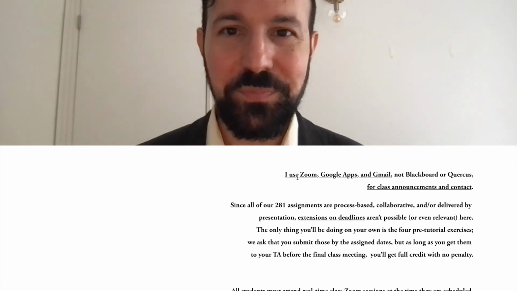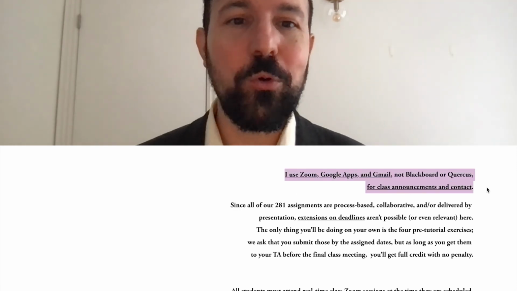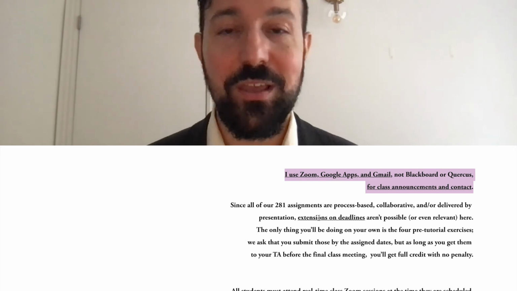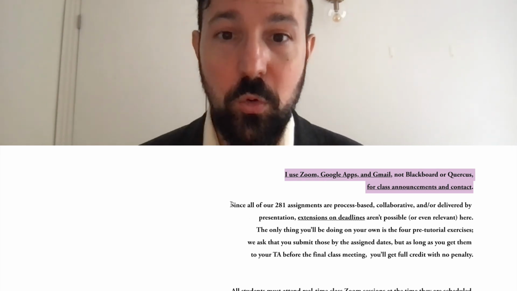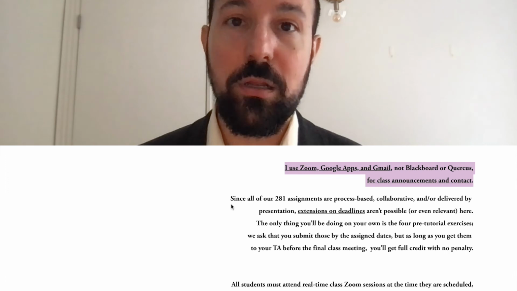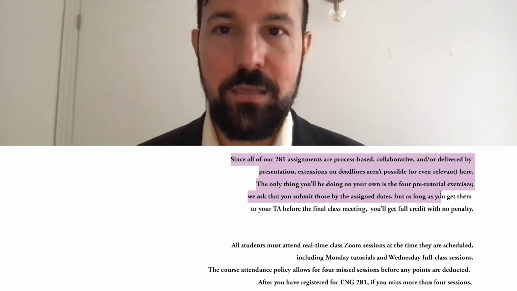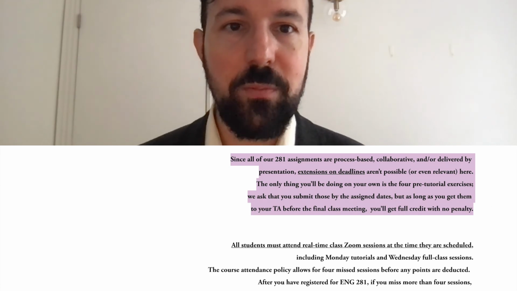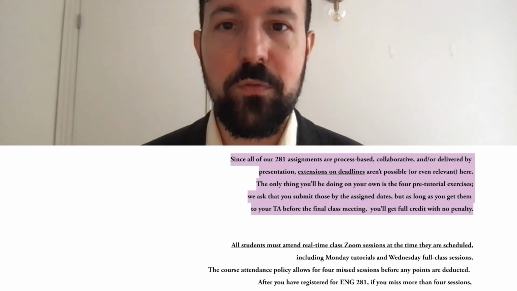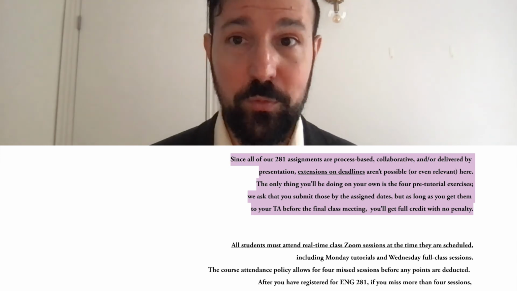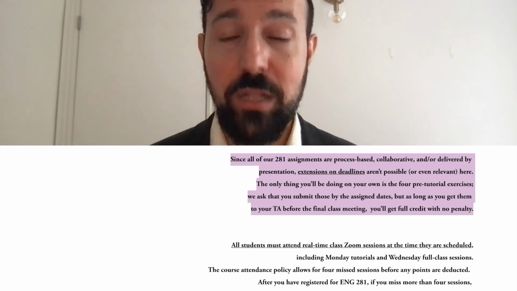So, I use Zoom, Google Apps, and Gmail, not Blackboard or Quercus, for class announcements and contact. Make sure your email address is on our class list, and you do not have to use your UTOR address for that. Since all of our 281 assignments are process-based, collaborative, and/or delivered by presentation, the question of extensions on deadlines, for whatever reason, aren't really possible or relevant here.